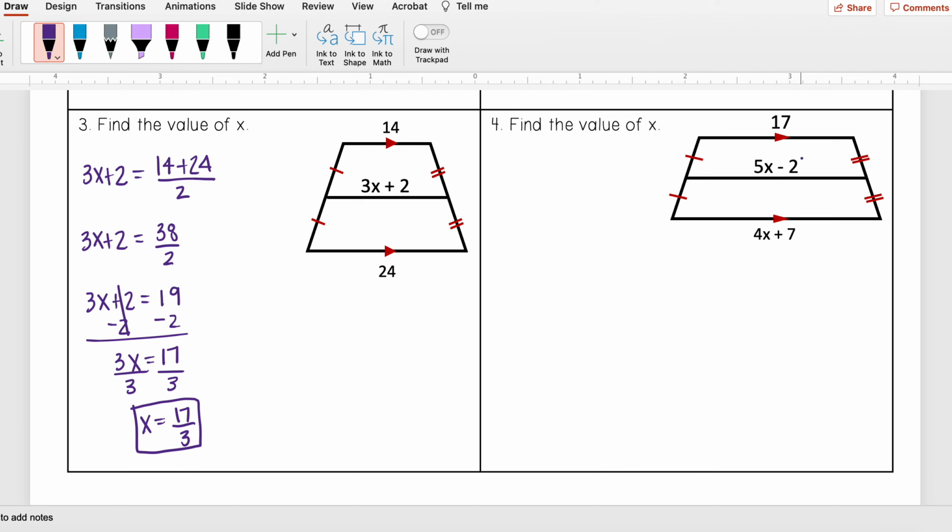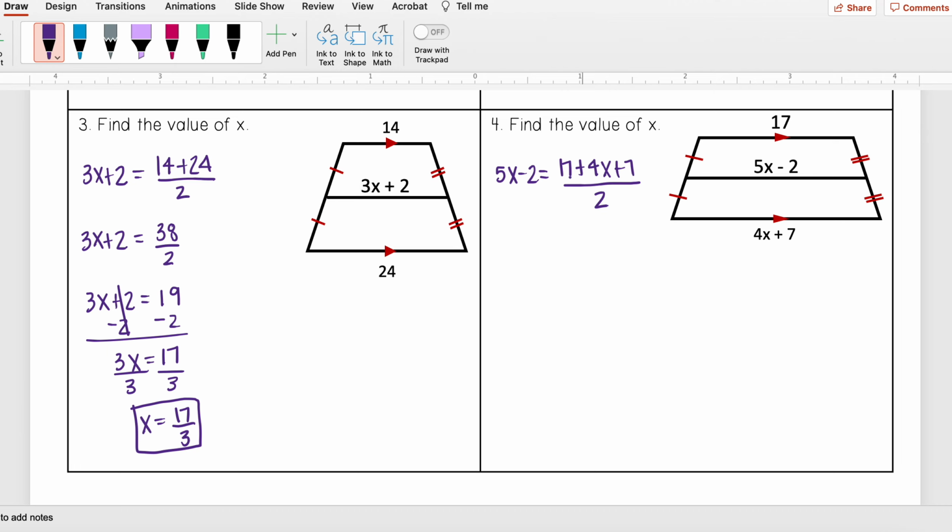Okay, let's try one last one. Here I want to find the value of x. My first step is to set up my formula. My mid-segment here, which is 5x minus 2, is equal to my base 1, 17, plus my base 2, 4x plus 7, divided by 2.